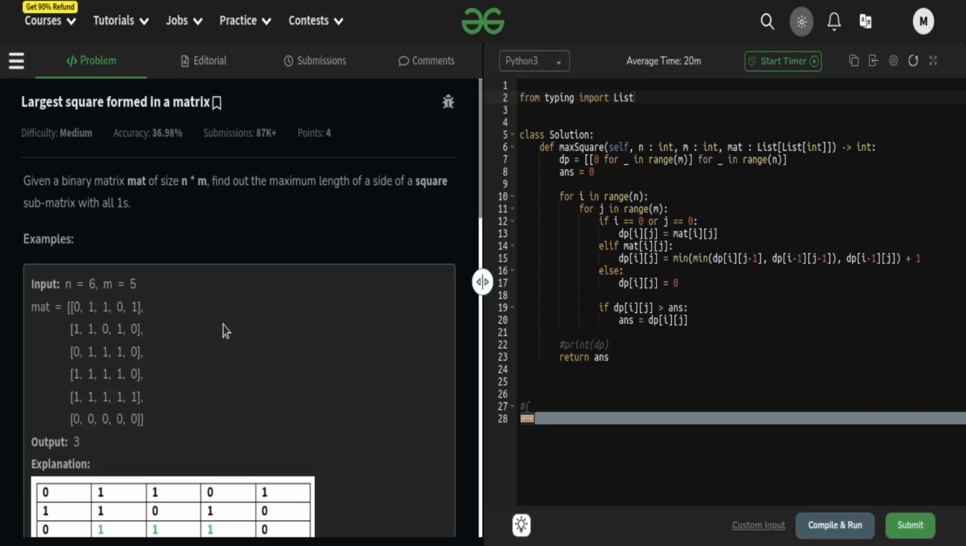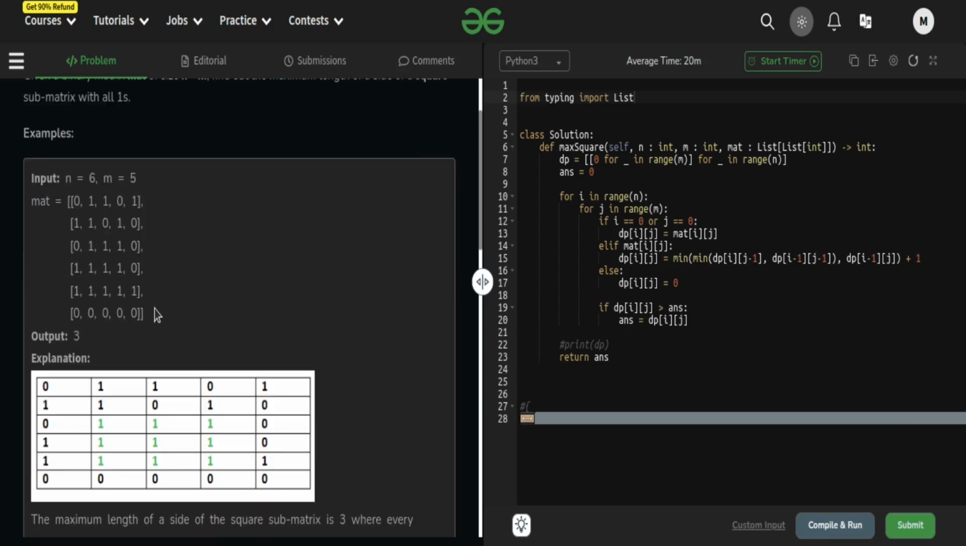Hello guys, in this video we are going to discuss the solution of the problem largest square formed in a matrix. So let us look at the problem statement. The problem statement says that given a binary matrix mat of size n by m, find out the maximum length of a side of a square submatrix with all ones.